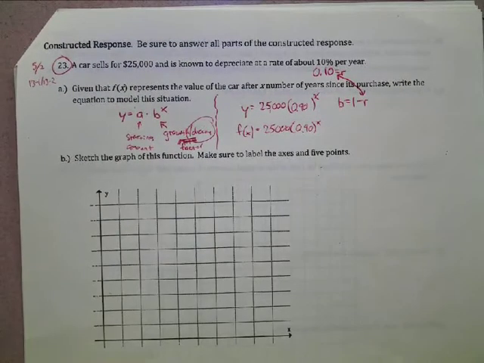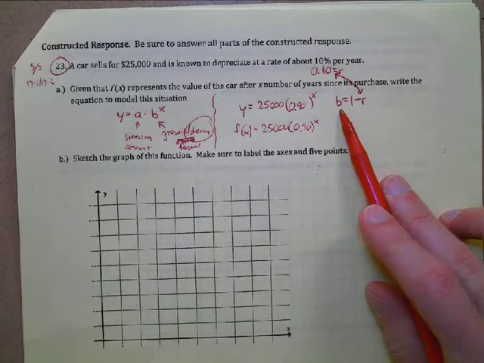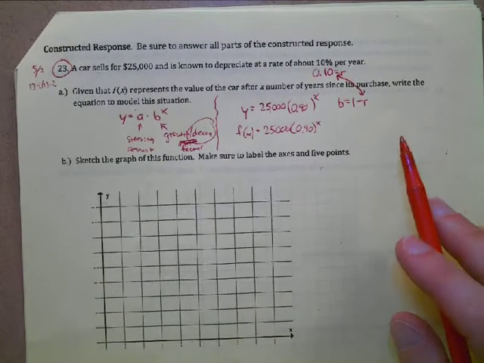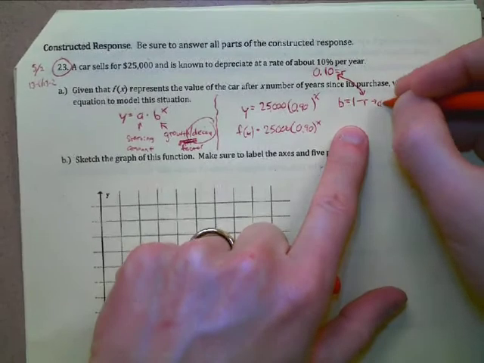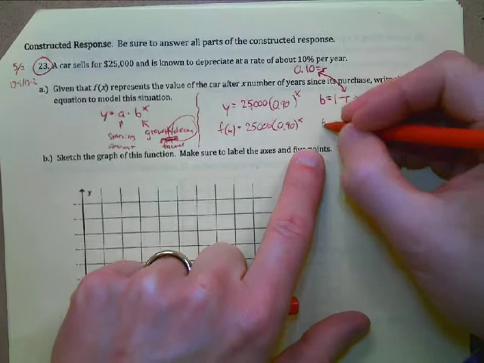Yeah. We do, yeah. B will always be equal to 1 minus R for a decay. If it's a growth, it'll be 1 plus R, because you're going to add the R value. Okay? So this is for decay. Okay? And then B is equal to 1 plus R for growth.